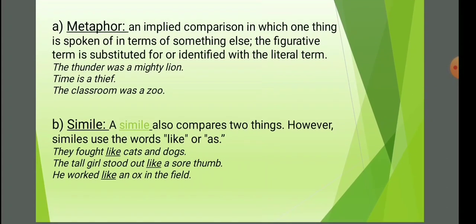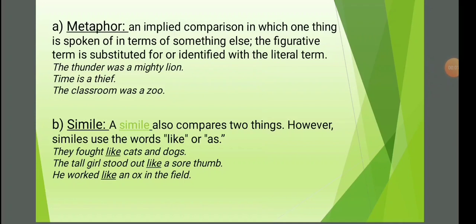So, our first poetic device or figure of speech is metaphor. Metaphor. It is an implied comparison in which one thing is spoken of in terms of something else. The figurative term is substituted for or identified with the literal term.